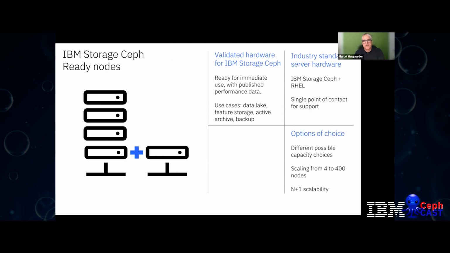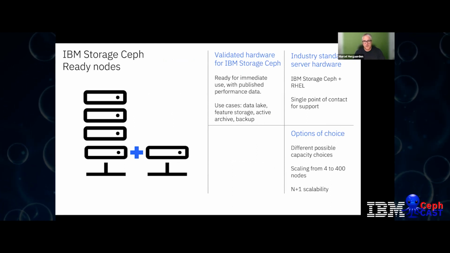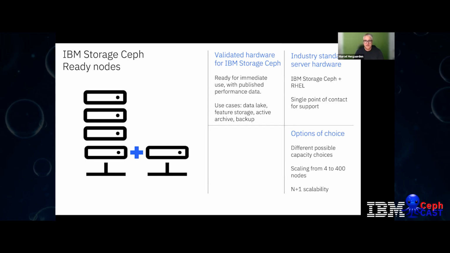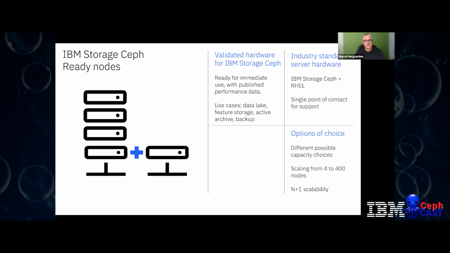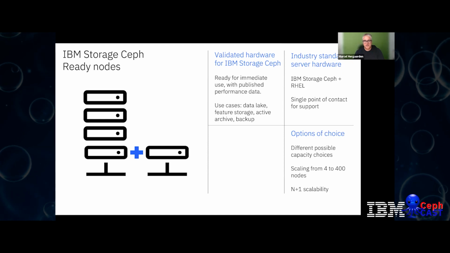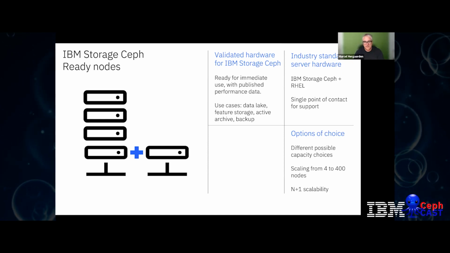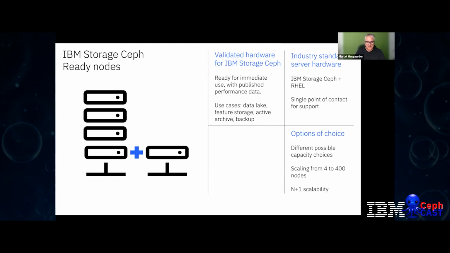And I already touched on ready nodes. And ready nodes, what does that mean? That means that we have validated hardware to run IBM Storage Ceph on. These servers are ready for immediate use, and you can just install Ceph on it in that easy way for use cases like data lakes, AI/ML, active archive, backup purposes, and just like the normal use cases where you would use Ceph, you can do the same with those ready nodes.